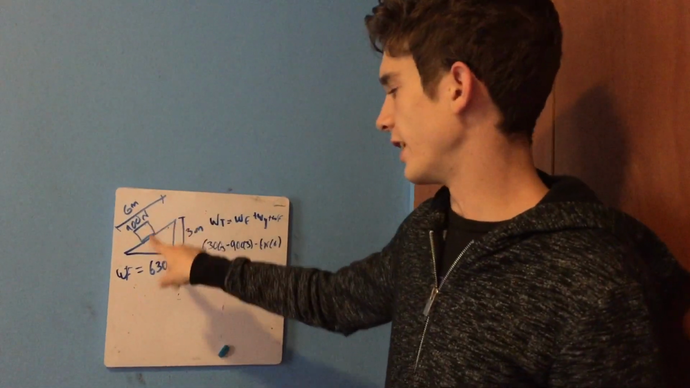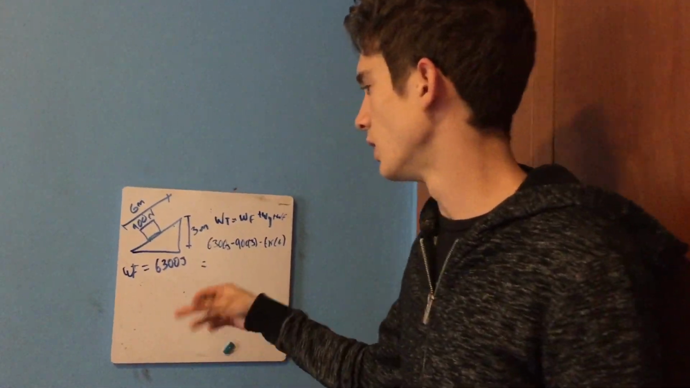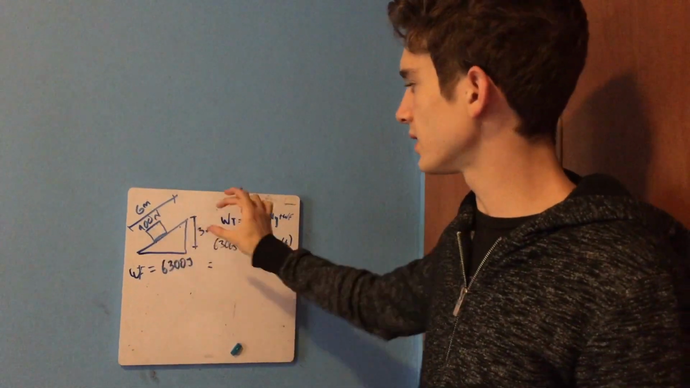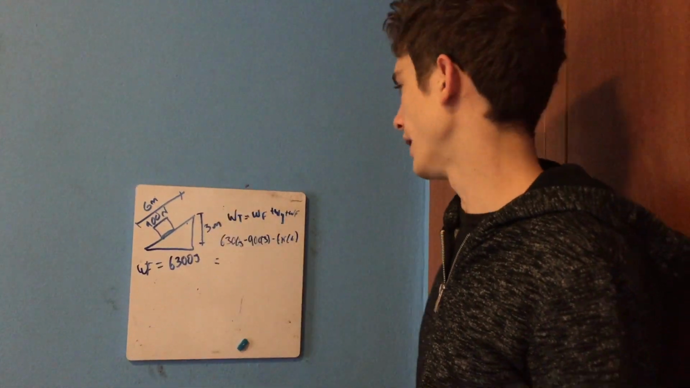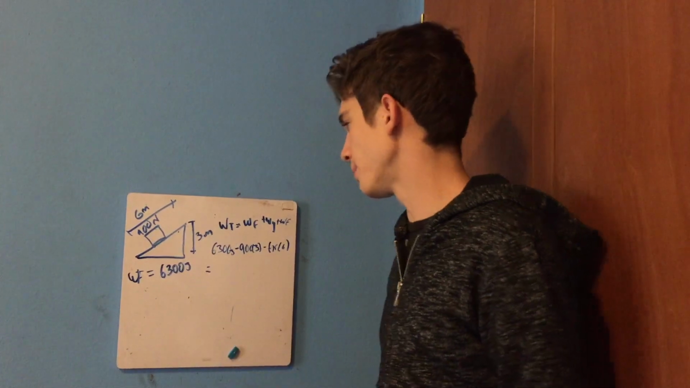So we got a box here that is being pushed with a work of 6,300 joules up an inclined plane of 6 meters and 3 meters tall. Alright, so what we are asked is what is the force that friction is exerting on the box.